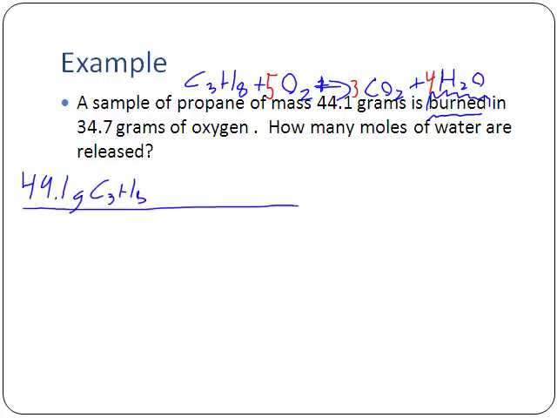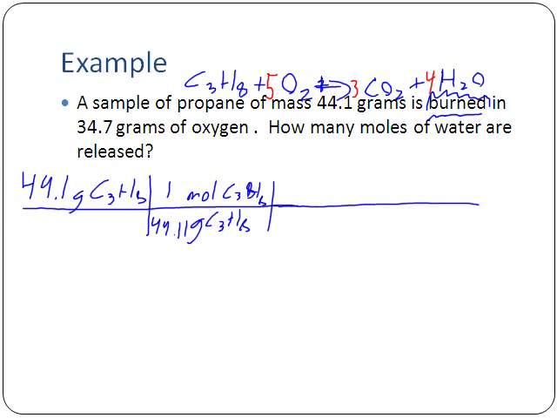Okay? First step, always go from grams of what you start with to moles of what you start with. You always want to go to moles of what you start with first. So to do this, we want to find the molecular mass of the propane, C3H8. We have 3 carbons, so 3 times 12.01, the mass of carbon, plus 8 hydrogens, so 8 times 1.01 is 8.08. In doing that, we get 44.11 grams of C3H8. And so that goes to moles of this.